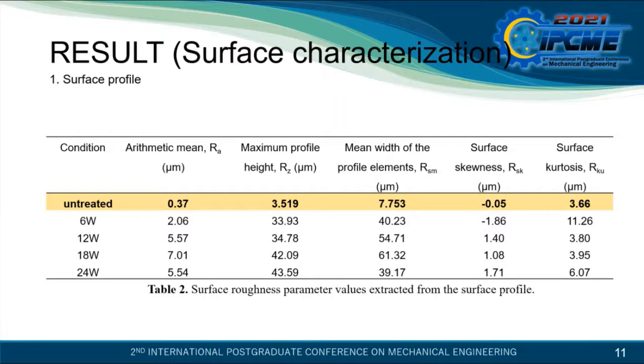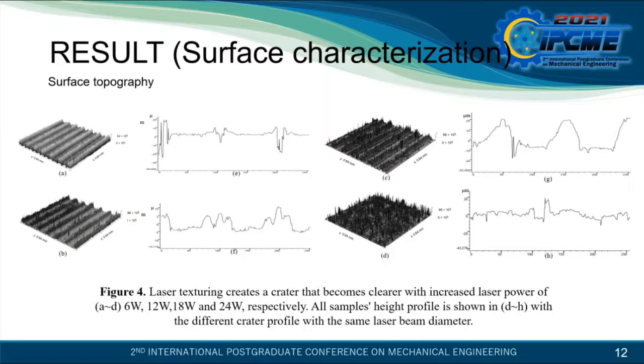The findings of skewness and kurtosis show that the untreated material has a bumpy base surface. In contrast, the laser textured surface shows the valley effect and gives a positive reading of skewness. So the surface has more peaks than valleys.